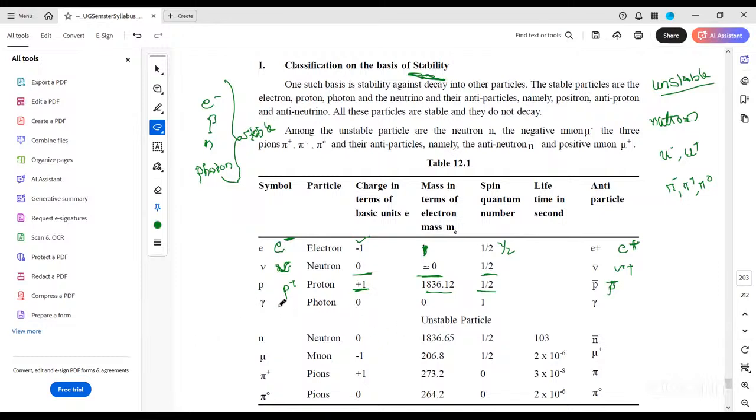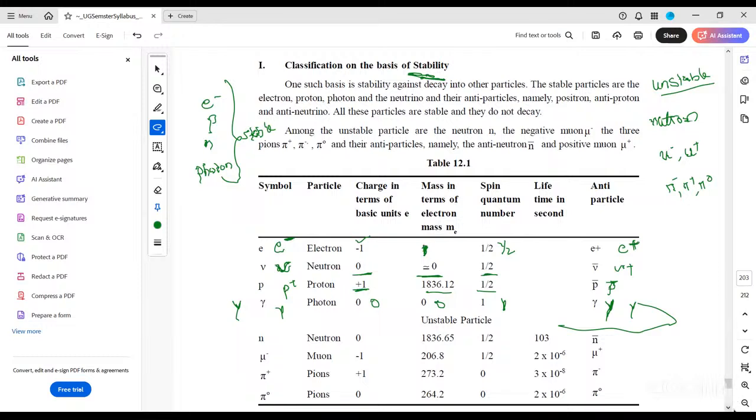Next, photon. Photon is represented with gamma. Its charge is 0, mass is 0, and its spin is 1. It comes by emission of gamma radiation. For particle and antiparticle, both we write gamma. All these listed come under stable particles.